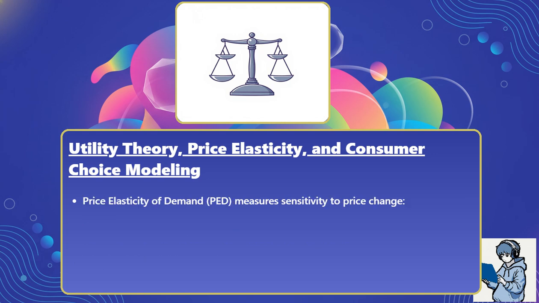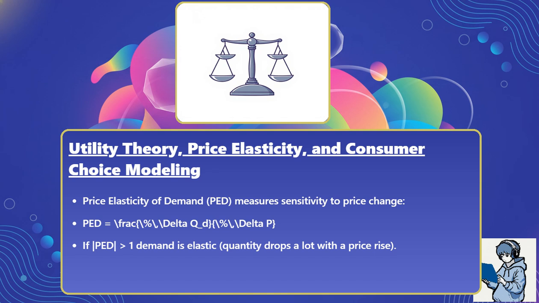Price elasticity of demand, PED, measures sensitivity to price change. PED equals % delta Q_D divided by % delta P. If the absolute value of PED is greater than 1, demand is elastic. Quantity drops a lot with a price rise.